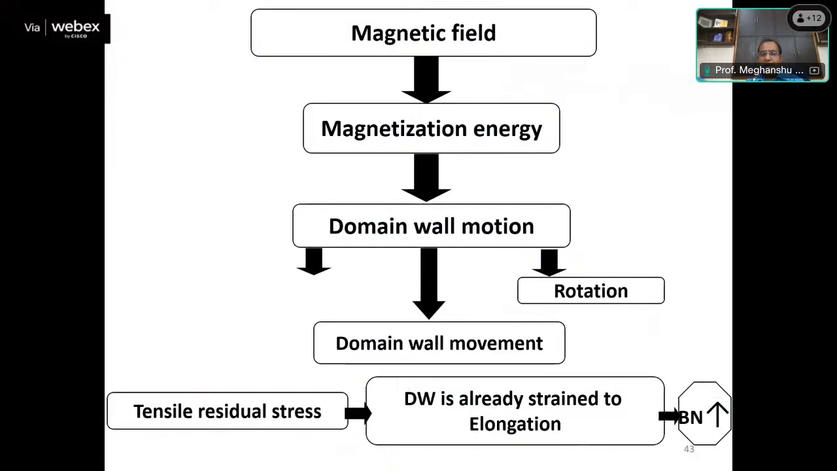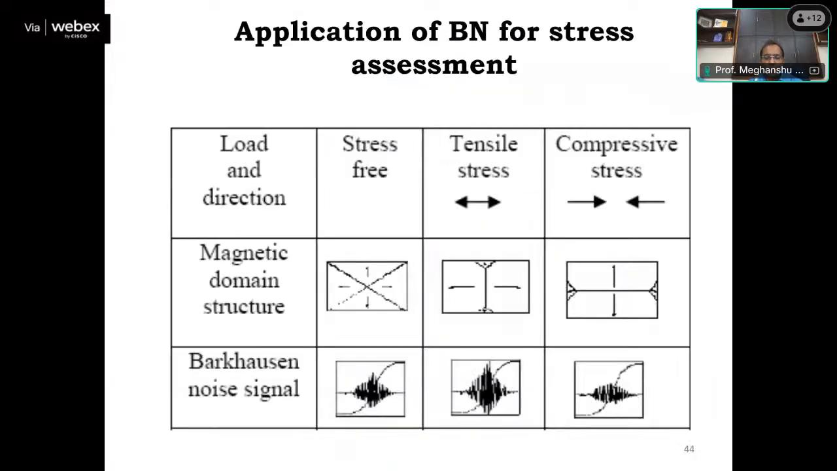So domain walls are already in an elongated state in the ground sample, hence the magnetization energy is available more in quantity for magnetic domain wall movement. So the level or amplitude of the Barkhausen noise signal will improve, or it will range like this. So in this fashion, we can say when the manufactured component is having tensile residual stress, it is having a large or bigger Barkhausen noise signal in comparison to the component which is having compressive residual stress.